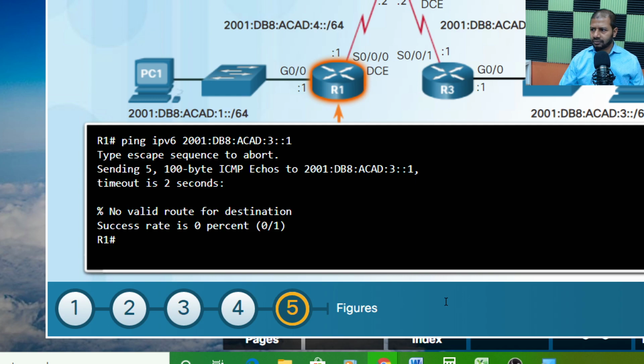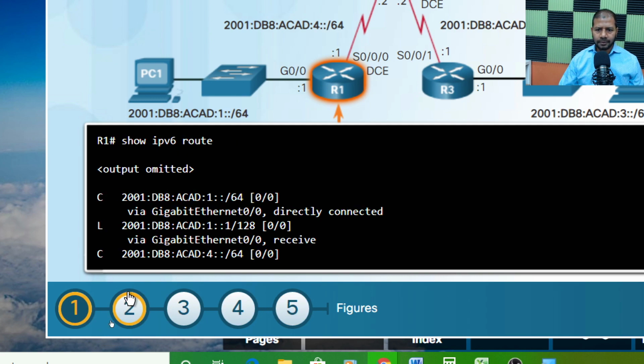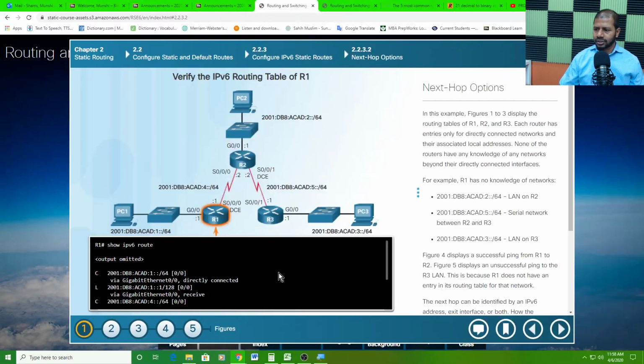Okay, fine. But you will be writing it this way: ip route. The same way you write it, you're just going to use v6. You're going to say ipv6 route, the destination address, the subnet mask, and the next hop IP address. It didn't show you here.